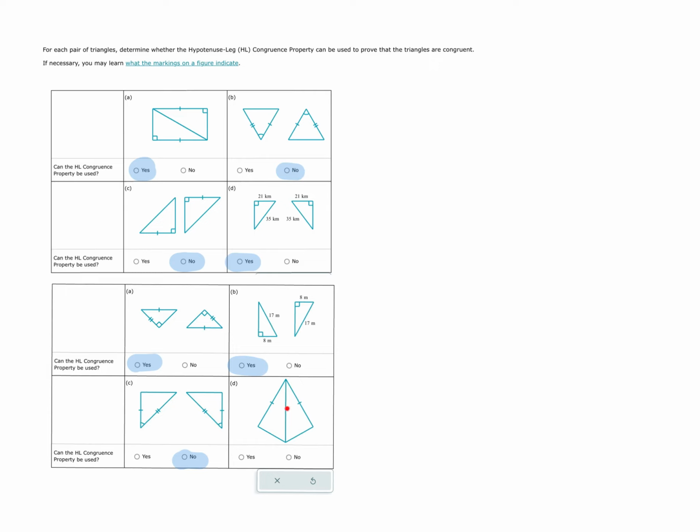Here, looks like those sides are the same. That side's just the same as that. So this looks like a hypotenuse if that's a right angle. Hypotenuse leg, except I don't know that these are right angles. So if they had the little box in the corner, then I would say yes. But since they don't, I'm going to say no. Also, you should note that just because two legs are the same, like if I had this one and this one that were the same as this one and this one, I still couldn't use hypotenuse leg, because hypotenuse leg specifically uses the hypotenuse and a leg.